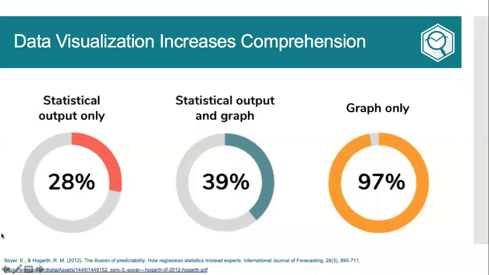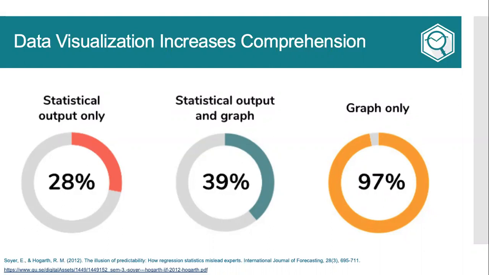Now, I like having actual numbers behind saying, not just being able to say that data visualization increases comprehension of information, but there's actual empirical evidence behind this. So back in 2012, a couple of researchers put out a paper called The Illusion of Predictability: How Regression Statistics Mislead Experts.